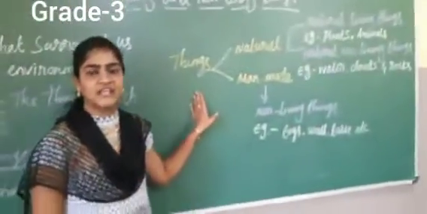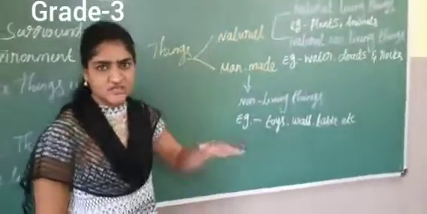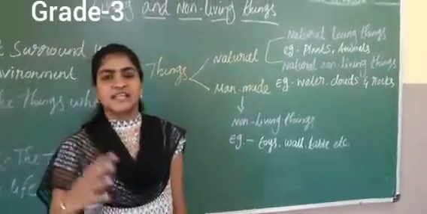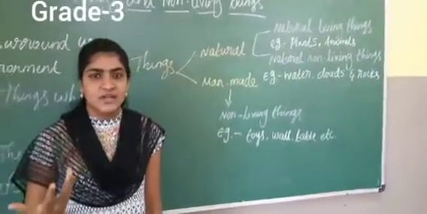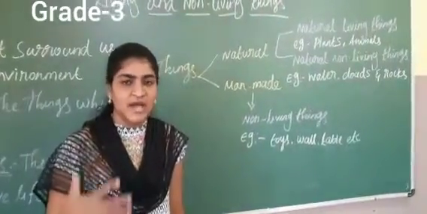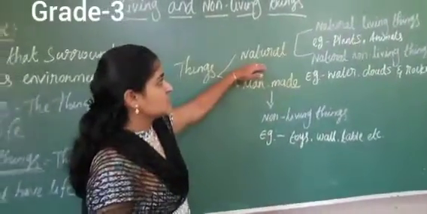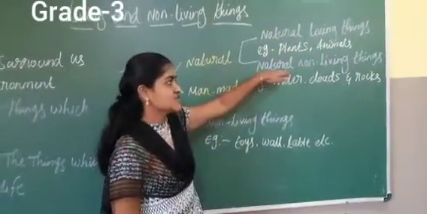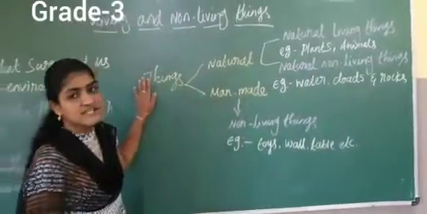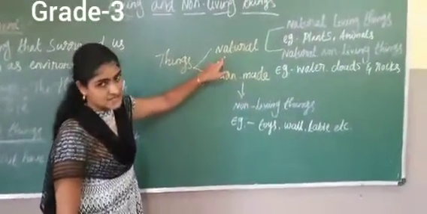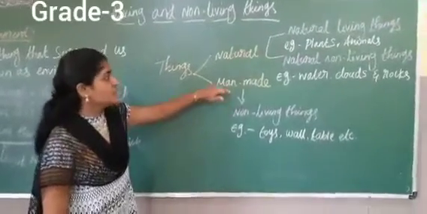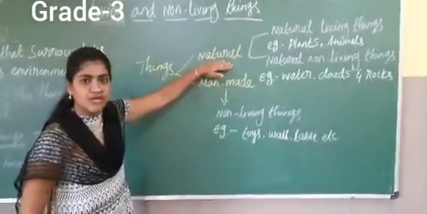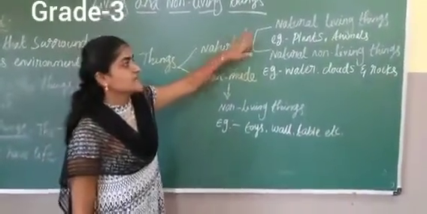Things in nature will be either natural things or man-made things. What is meant by natural things? Like the sun, stars, clouds, they are natural, right? No one has made them. By nature they came. In natural things there are two types again: natural living things and natural non-living things. So there are two types of things: one is natural and the second is man-made. First I am going to take natural things. They are present in the environment naturally. No one has made them. In this again there are two types.